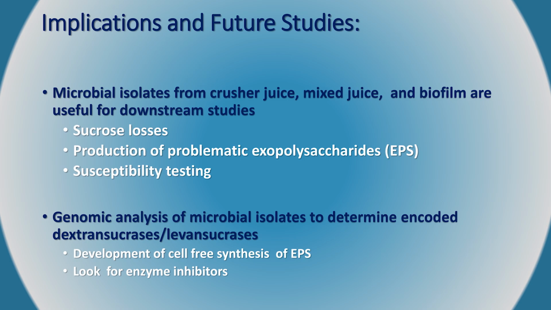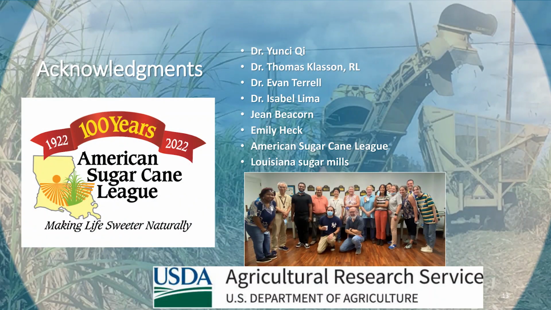And other projects include genomic analysis of a bunch of these microbial isolates so that we can determine the different dextransucrases and levansucrases, the enzymes that produce the EPS, and see which of these genes are encoded in the genomes. And then from there, we can work on development of cell-free synthesis systems to make EPS. We can look for enzyme inhibitors. There's lots of options for trying to solve some of these problems.